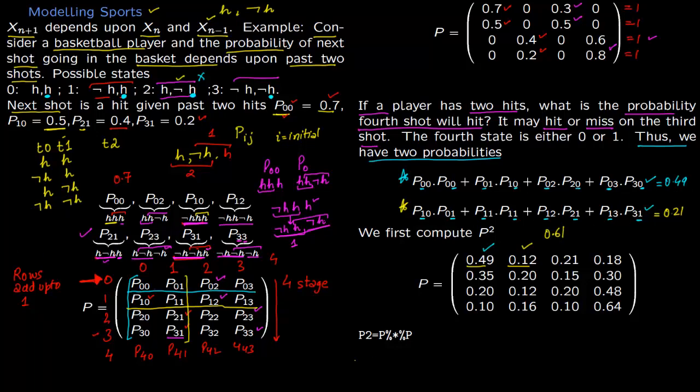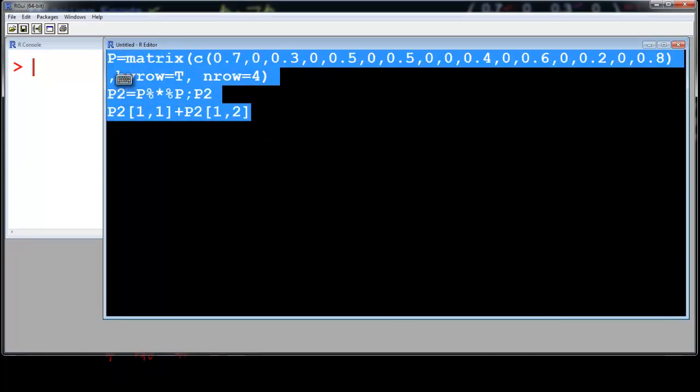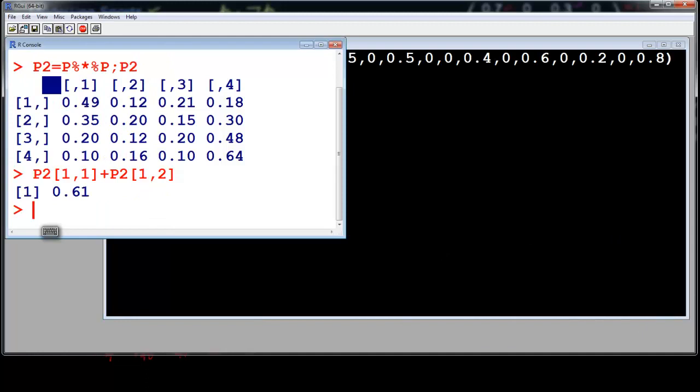So let us do this in R now. You have the matrix here, and then we are just multiplying it, and then we are just adding the first row first column and first row second column. So let us run this. So this is the matrix we get, and 0.61 is what we get.